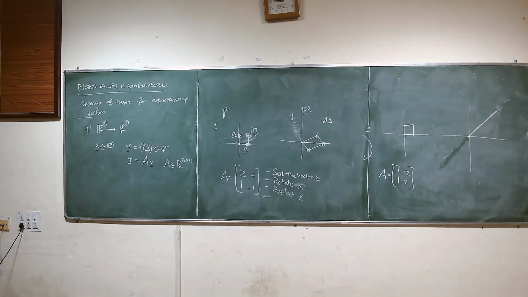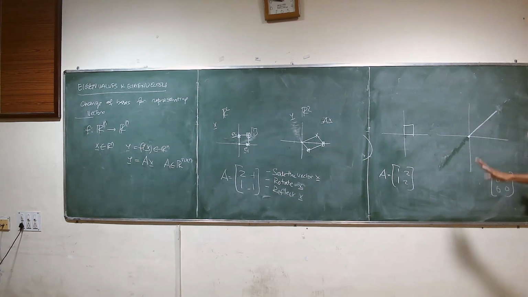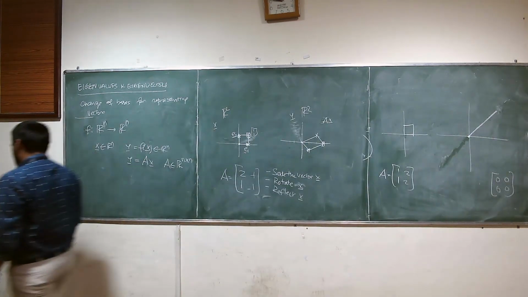So what about this matrix? Well, you squish everything to 0. Okay. All right. So it looks like linear transformations you can explain by these. Okay. And that is what is happening geometrically.